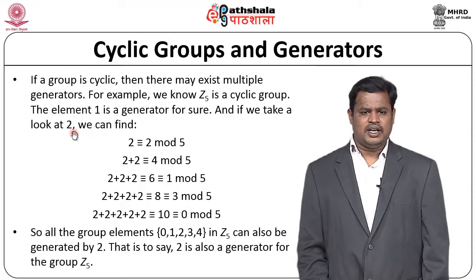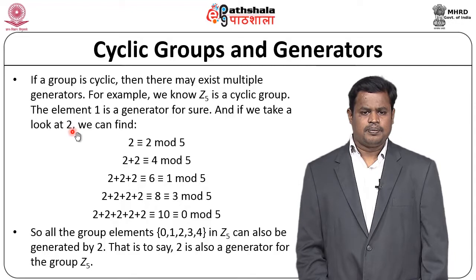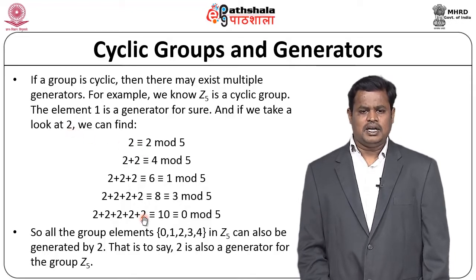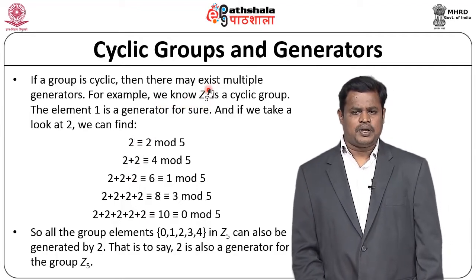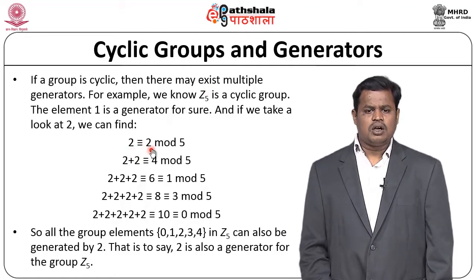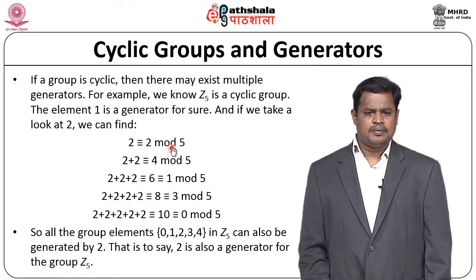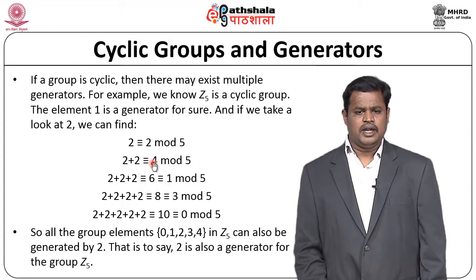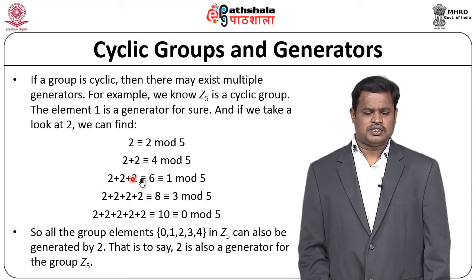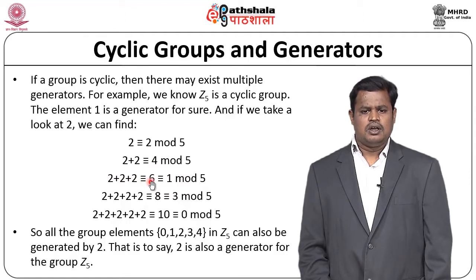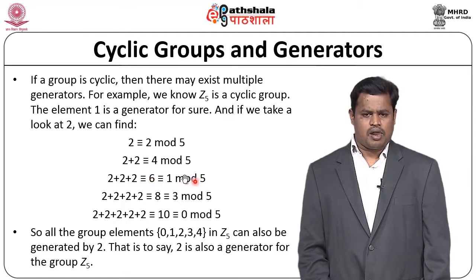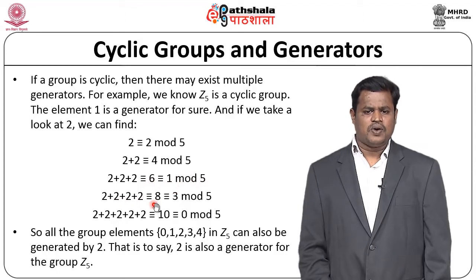Now, assume we take 2 as another generator, repeatedly performing the addition operation. For example, in Z5 with addition as the group operation, 2 is congruent to 2 mod 5. If I add 2 plus 2, 4 is congruent to 4 mod 5. Then 2 plus 2 plus 2, 6, is congruent to 1 mod 5. Similarly, for 8 it is 3 mod 5. Similarly, I do for 10, 12.